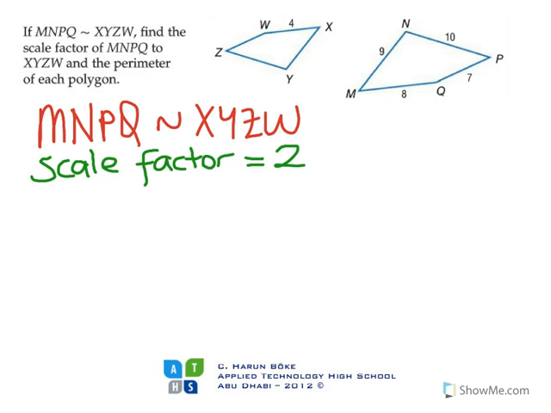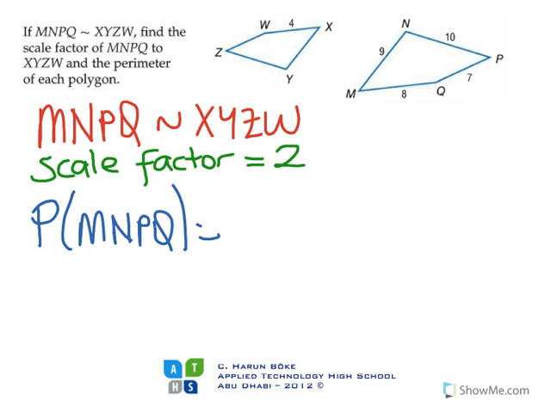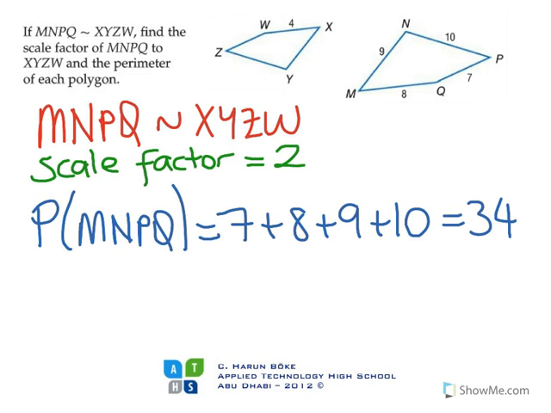Now in the question it asks us to find the perimeter of each polygon. So let's find the perimeter of MNPQ. The perimeter of MNPQ is nothing but the sum of the sides. So it will be 7 plus 8 plus 9 plus 10, which will give us 34.